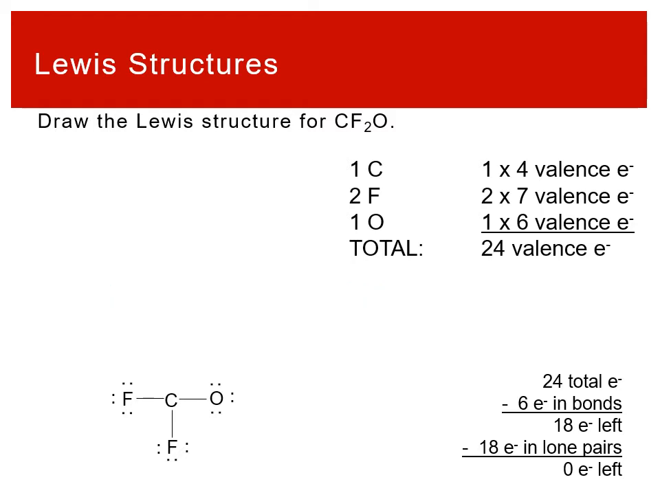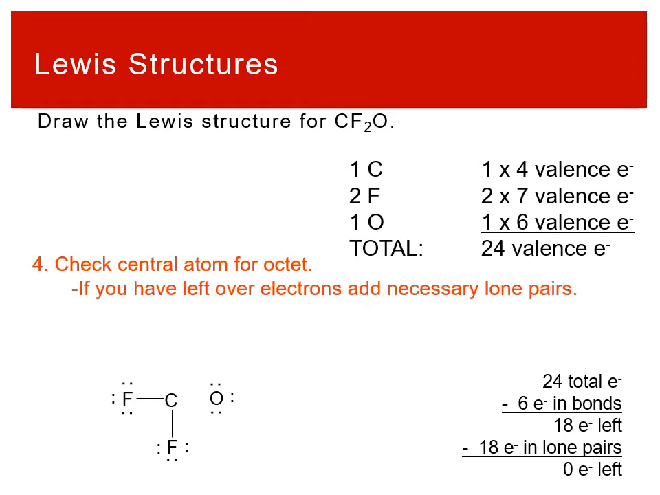All right, so now that I have a structure, I got octets on the outer atoms. I need to check the central atom. Does the central atom have a full octet? And the answer is no. The carbon only has 3 bonds, that's 6 electrons. So if I have any leftover electrons, I need to add necessary lone pairs. In this case, I don't have any, right? There's 0 electrons. I can't just draw in a lone pair.